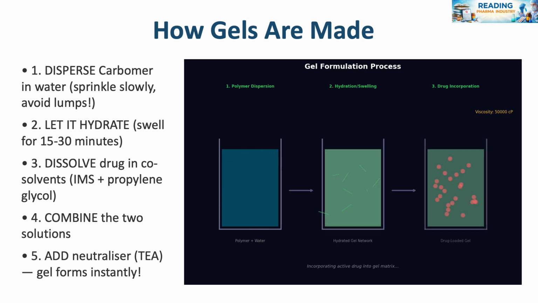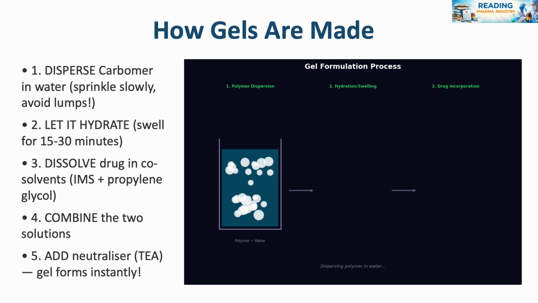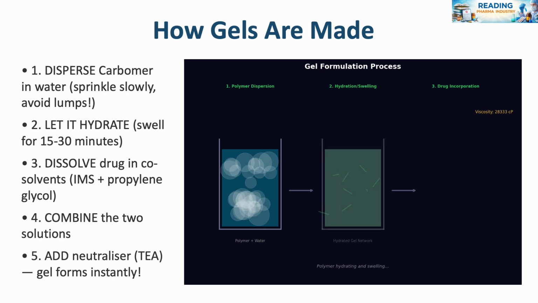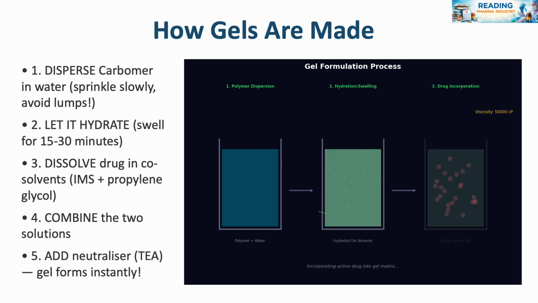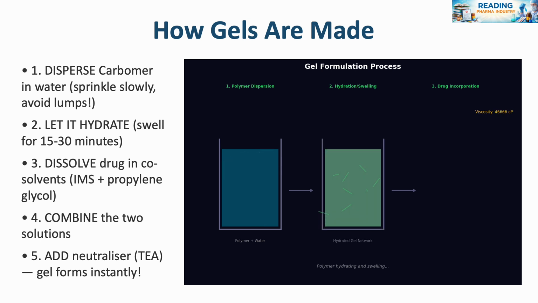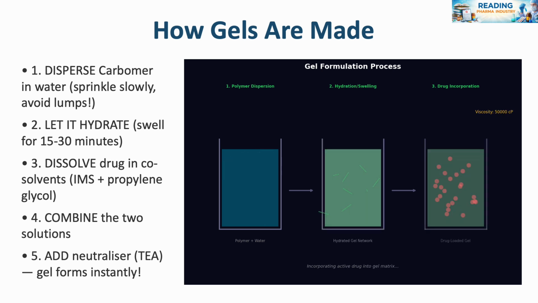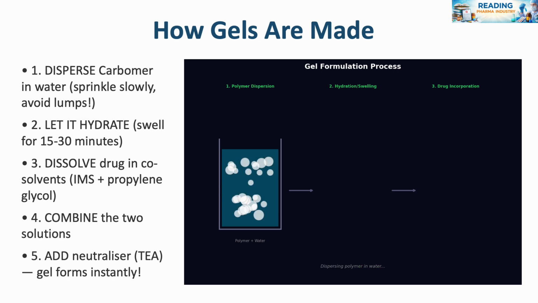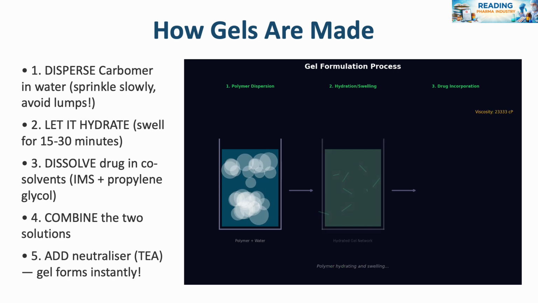That will be used to dissolve the drug separately. And then the following step is to combine the two solutions. So you'll have the polymer solution or suspension, and you combine it with the other solution, which contains the drug inside the co-solvent. At the end, once you combine them, you add a neutralizer.